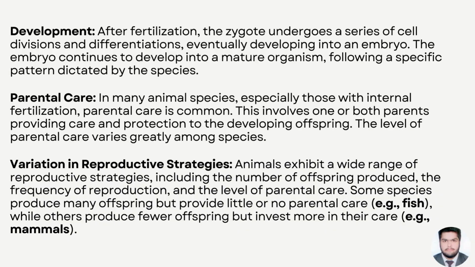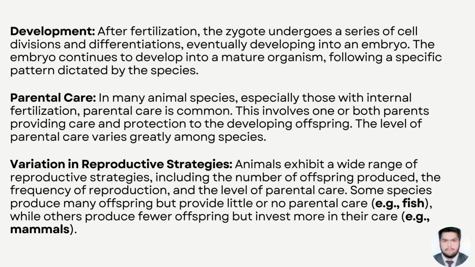Point 4. Development. After fertilization, the zygote undergoes a series of cell divisions and differentiation, eventually developing into an embryo. The embryo continues to develop into a mature organism following a specific pattern determined by the species.